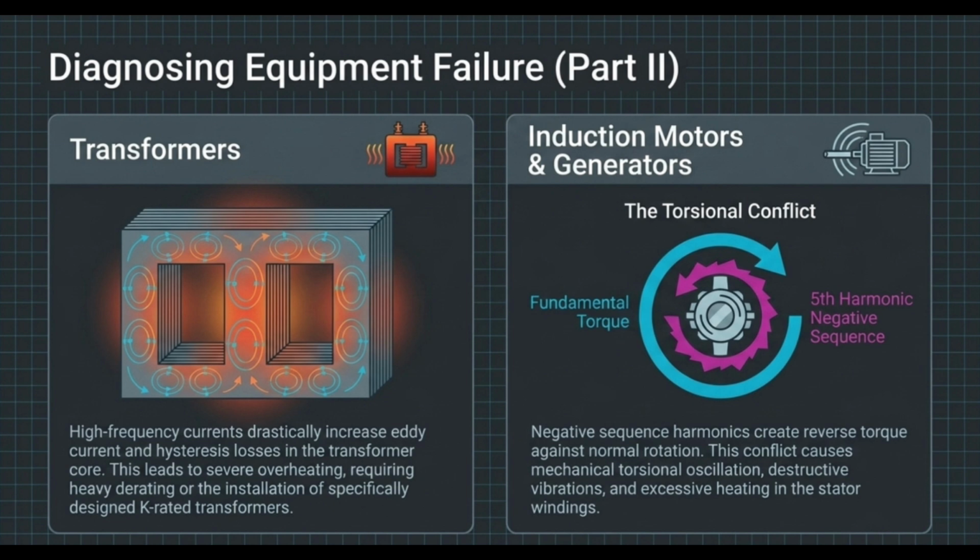Just imagine the mechanical toll on an industrial scale. A fifth harmonic creates reverse torque. That means a massive induction motor is actively being violently pushed backward while the fundamental power is trying to push it forward. It literally shakes the machine apart, inducing severe torsional oscillation and chewing through bearings.